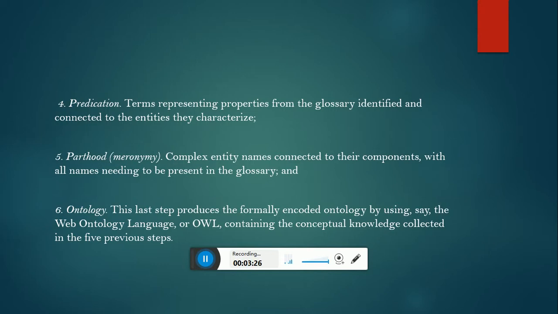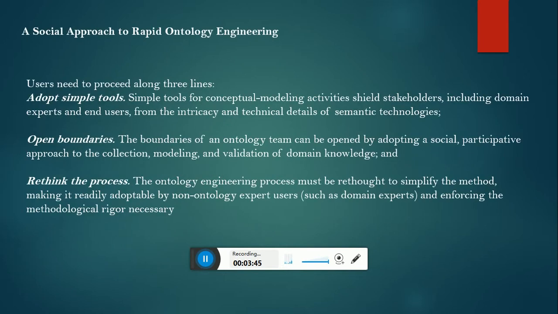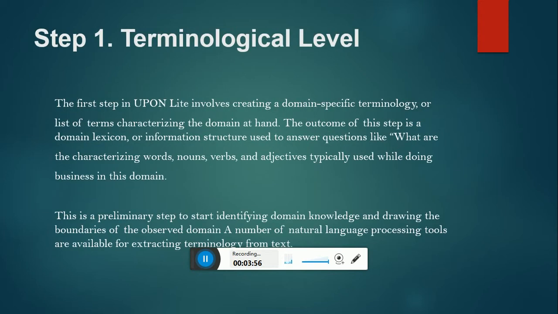And sixth, but last not the least, is ontology, which is the last step that produces the formally encoded ontology by using, say, the Web Ontology Language, which is OWL, and contains the conceptual knowledge collected in the previous steps. So for the social approach to rapid ontology engineering, users need to proceed along 3 lines. Number 1, adopt simple tools. Number 2, open boundaries. And number 3 is reiterating the process.